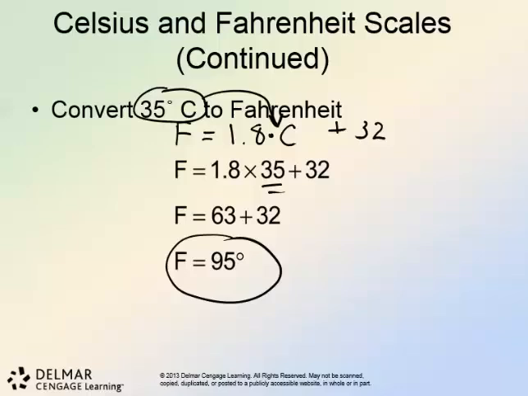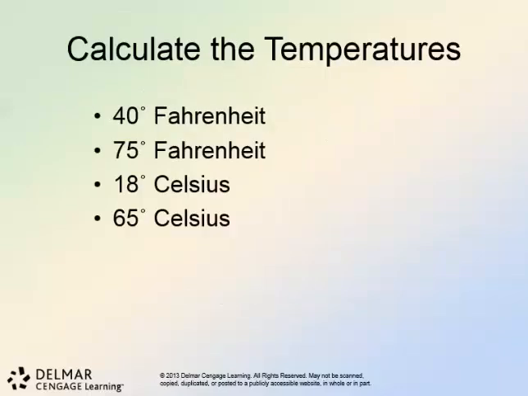Now on the next slide we have a few problems to work out. If we have 40 degrees Fahrenheit, convert that to Celsius. 75 degrees Fahrenheit, convert that to Celsius. And then we have a couple Celsius temperatures to convert to Fahrenheit. So why don't you push pause on this video at this time and do those 4 problems, and then once you have those 4 problems done, push play again to check your work on the next 2 slides.